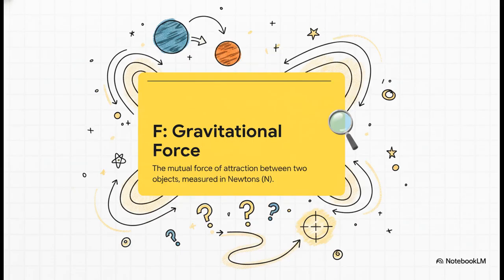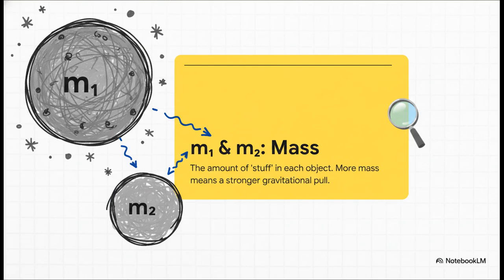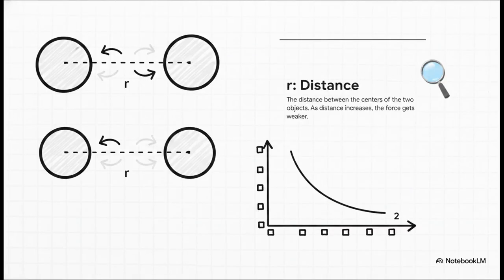First up, we've got F. That's just the gravitational force. It's the pull, the mutual attraction between two objects. You can think of it as the answer we're trying to figure out. Then you have M1 and M2. That's just the mass of our two objects. And this part is super intuitive, right? The more stuff something is made of, the more mass it has, the stronger its gravitational pull is going to be.